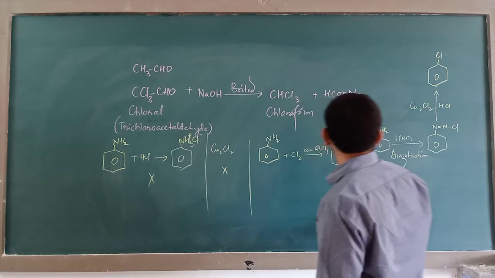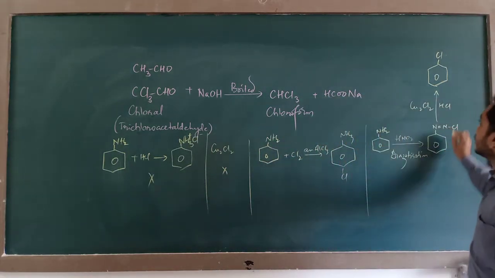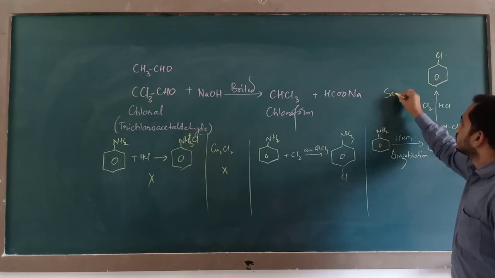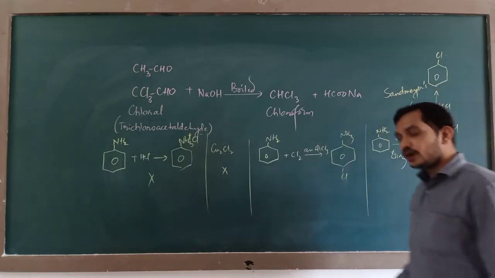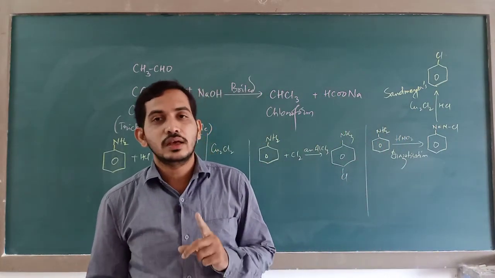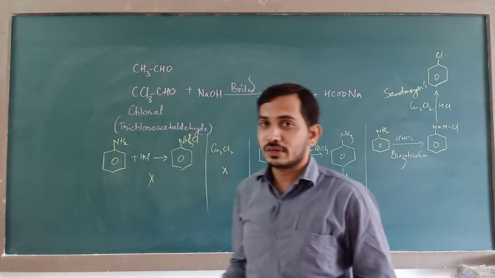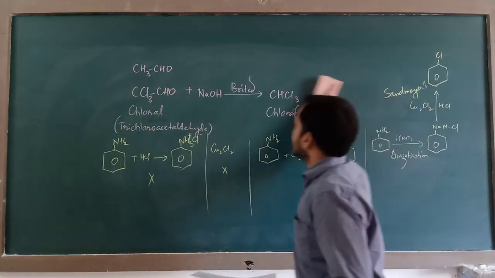And what is this reaction called? Converting benzene diazonium chloride into chlorobenzene is called Sandmeyer's reaction. It is called Sandmeyer's reaction. I hope you have studied this in the haloarenes part. It is one of the methods to prepare haloarenes. Then next question.